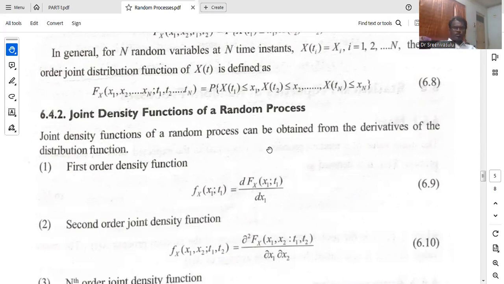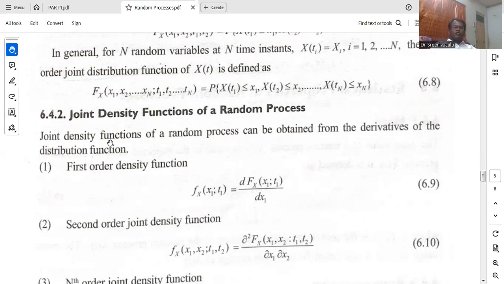Today, we are going to discuss random process. In the last class, we discussed the joint distribution function for a random process. So today, we are going to discuss the joint density function of a random process.